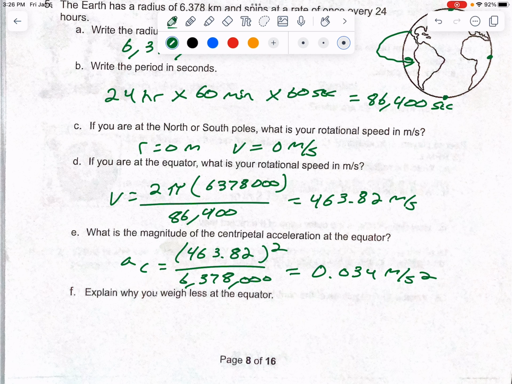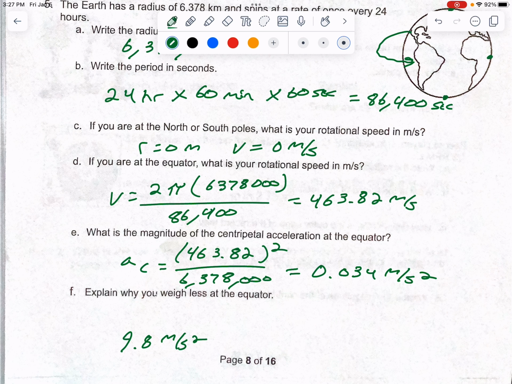Now, it says explain why you weigh less at the equator. So pretend you are spinning an object on a string, like a ball on the end of the string. What's holding that ball in that path is the string. So pretend that string is gravity. Gravity is a value of 9.8 meters per second squared. Now that ball is also experiencing some acceleration. So pretend if you were to cut that string, where would that ball go? Well, it would launch off, right?